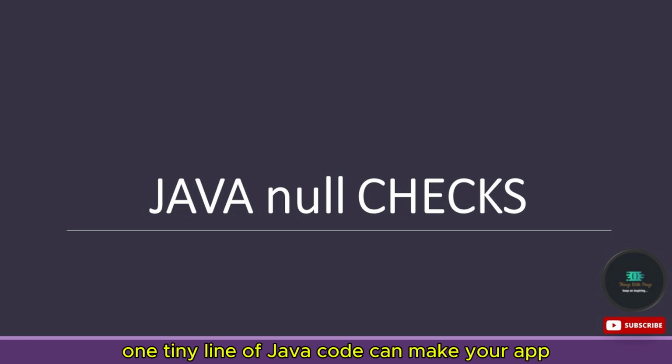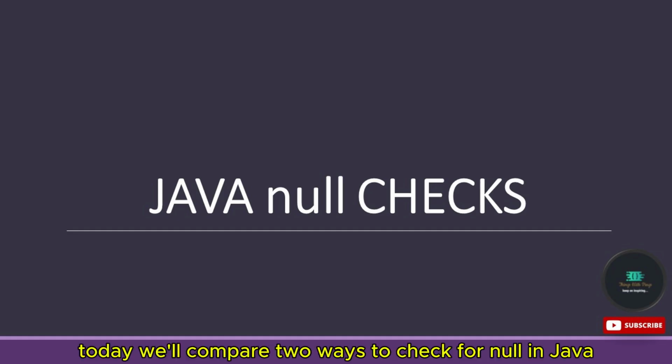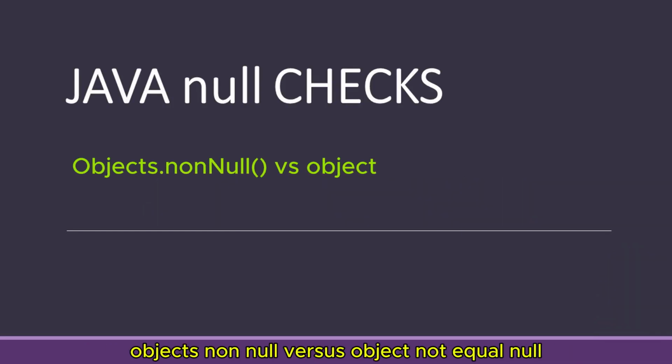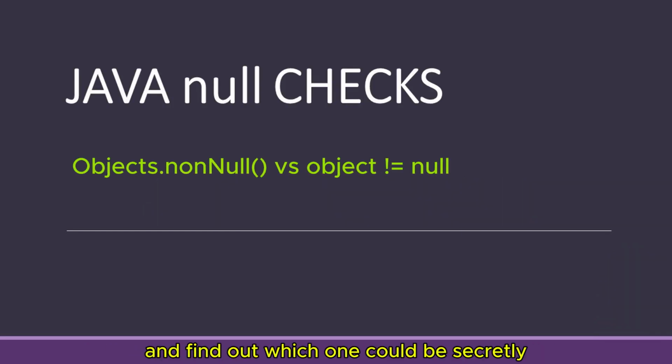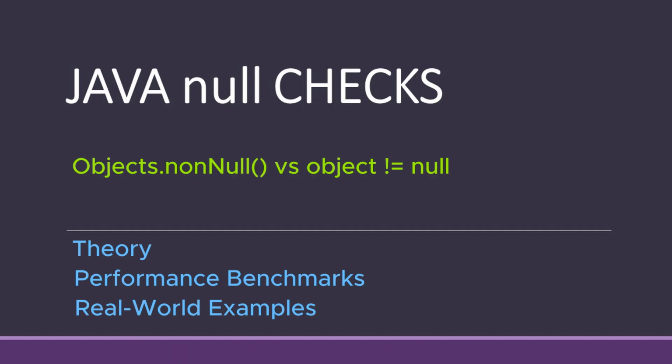One tiny line of Java code can make your app 6 times slower. Today we'll compare two ways to check for null in Java, Objects.nonNull versus object != null, and find out which one could be secretly hurting your performance. Let's break it down with theory, performance benchmarks, and real-world examples.